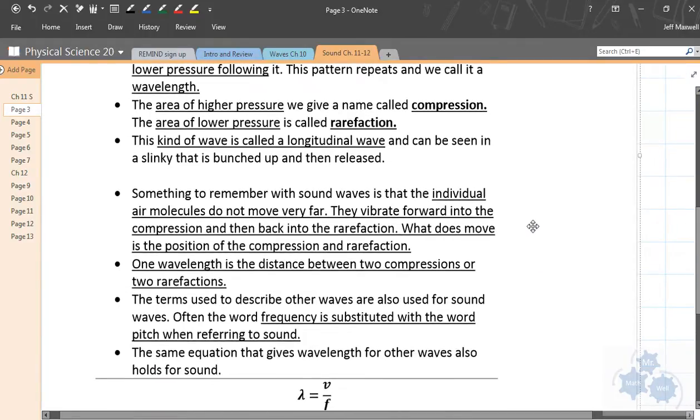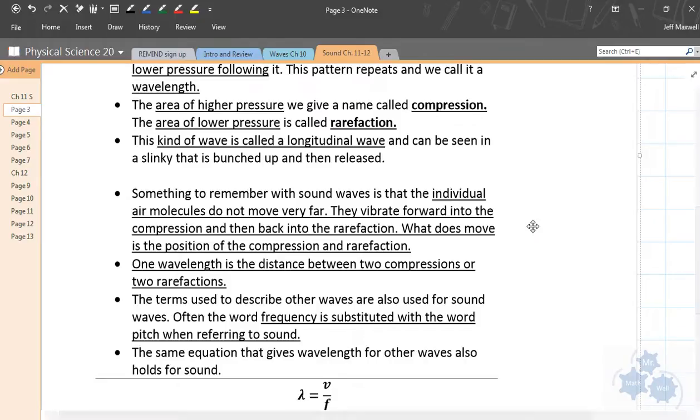Something to remember when we're talking about sound is that individual air molecules don't travel very far. If you think about this classroom right now, we've got 30 kids in this classroom, and it's pretty packed, right? If we all got together shoulder to shoulder, and I pushed somebody on the very end of this big group with enough force that that person tumbles a little bit or stumbles and bumps into the next person, and then that person would bump into the next person, there would be a little bit of a domino effect, right?